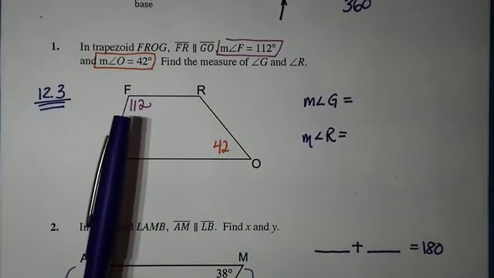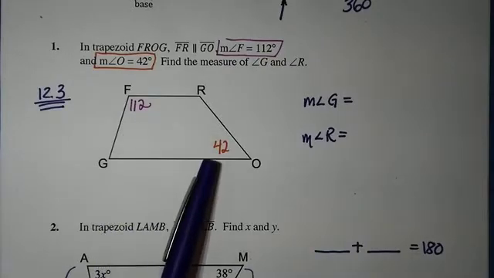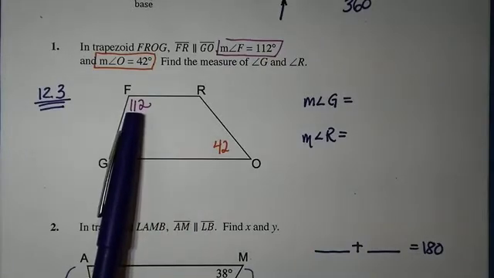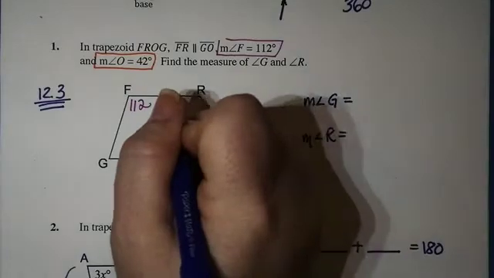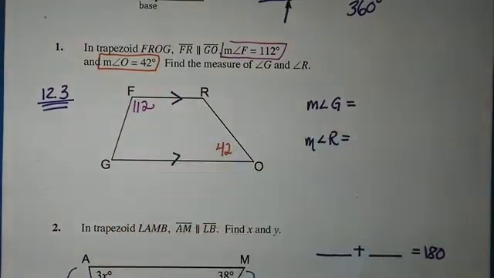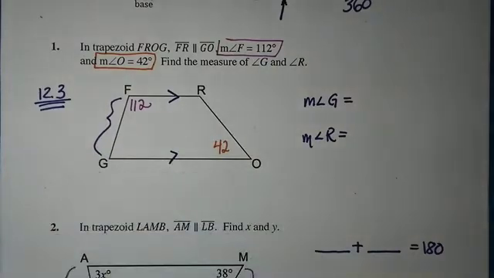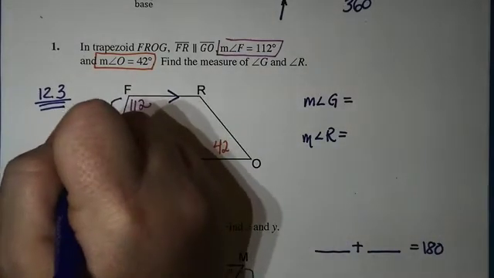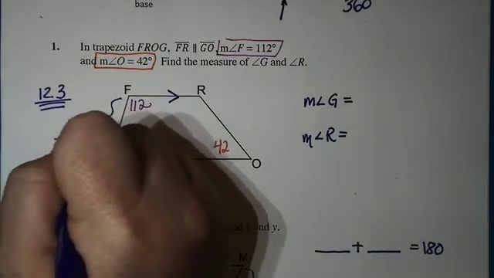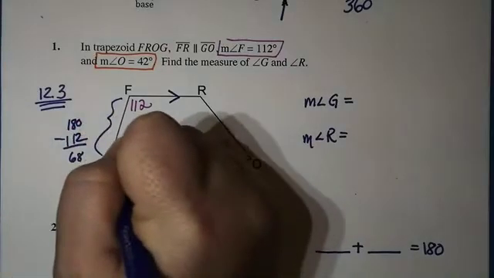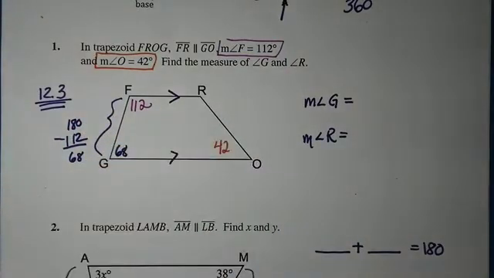So what we have here is that angle O is 42 and angle F is 112. So the property here is this. If two lines are parallel, then with the trapezoid, these same side interior angles will be 180. So it's really straightforward. 180, subtract out the 112, leaves us 68 degrees for angle G.